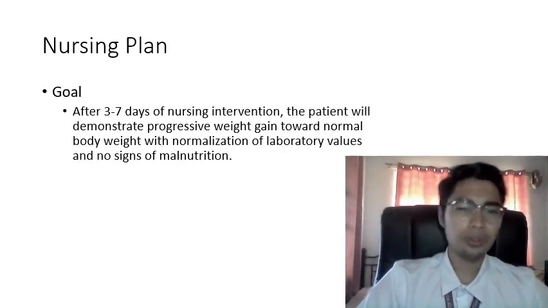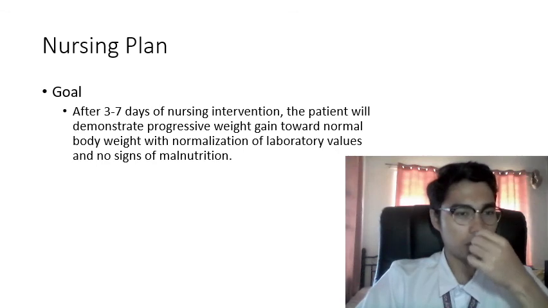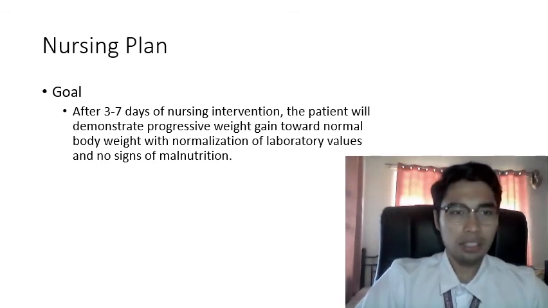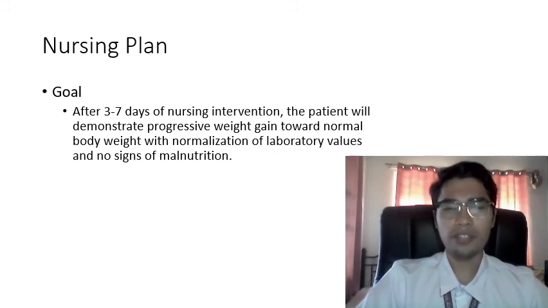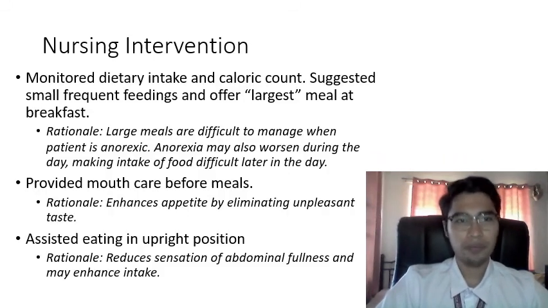So what's our goal? Let's say there's a patient suffering with this situation. So usually, if the patient has lost weight, my goal would be after 3 to 7 days of nursing intervention, the patient will demonstrate progressive weight gain toward normal body weight with normalization of laboratory values and no signs of malnutrition. Now with that goal, what is our nursing intervention to achieve that?